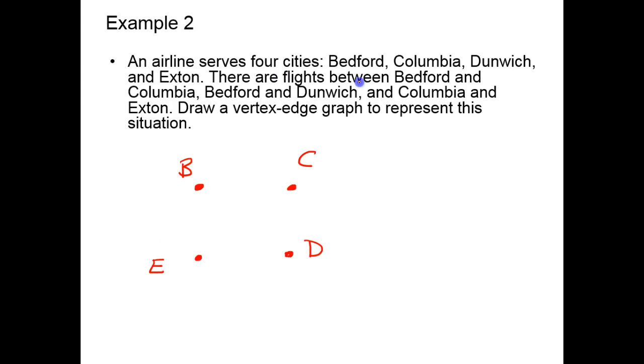Okay, there are flights between Bedford and Columbia. So I will connect those two by an edge. Bedford and Dunwich, so this edge will represent those flights. Columbia and Exton. All right, and that's it. So here is our vertex edge graph.